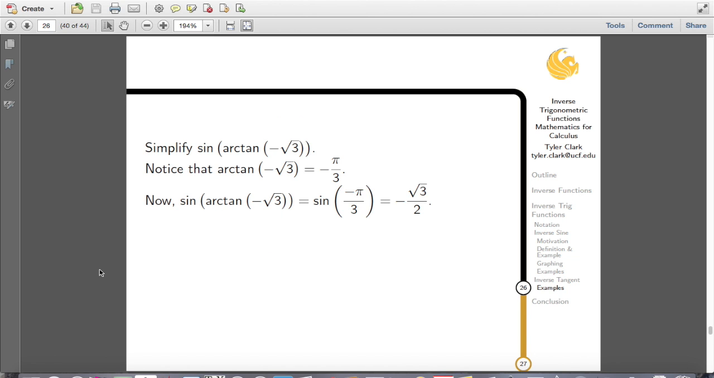Now, if we want to simplify the sine of the arctangent of negative square root of 3, we look at that arctangent of negative square root of 3, and we see that that's negative pi over 3. So then we have that the sine of the arctangent of negative square root of 3 is the sine of negative pi over 3. And if I think about my unit circle, the sine of that angle negative pi over 3 is negative square root of 3 over 2.